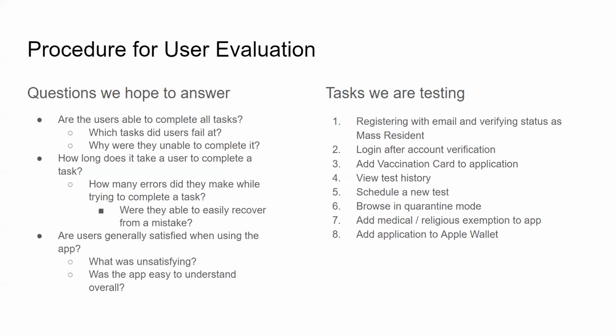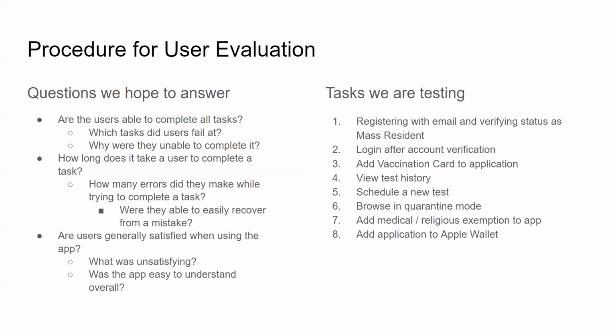For our usability test, we provided 8 tasks to perform. One, registering with email and verifying status of Mass resident. The second one was login after account verification, add vaccination card to application, view test history, schedule a new test, browse in quarantine mode, add a medical or religious exemption to the app, and finally add application to Apple Wallet.